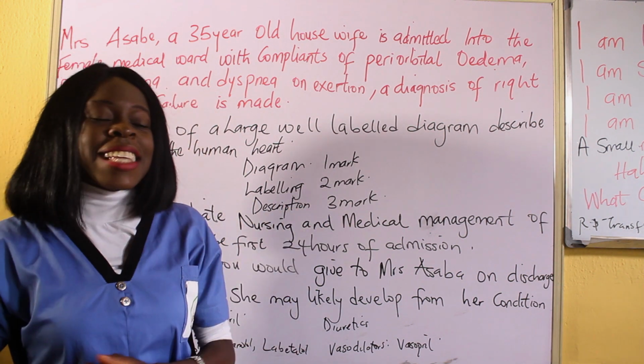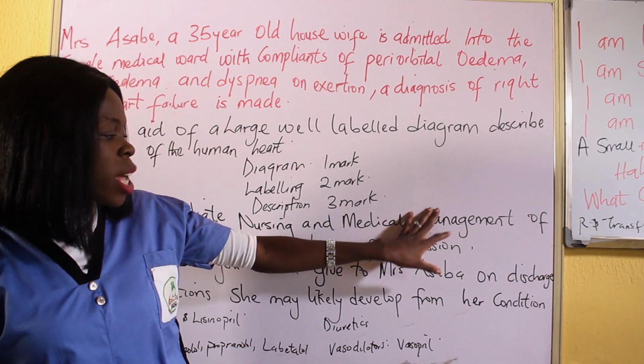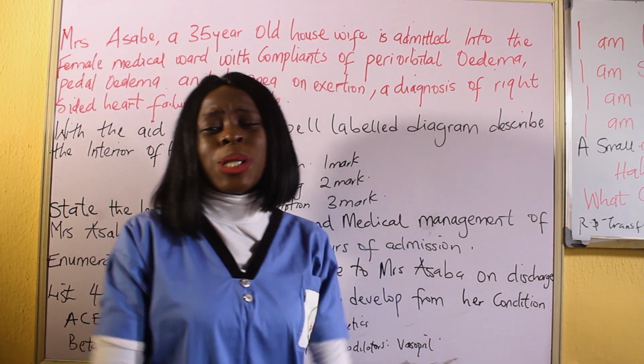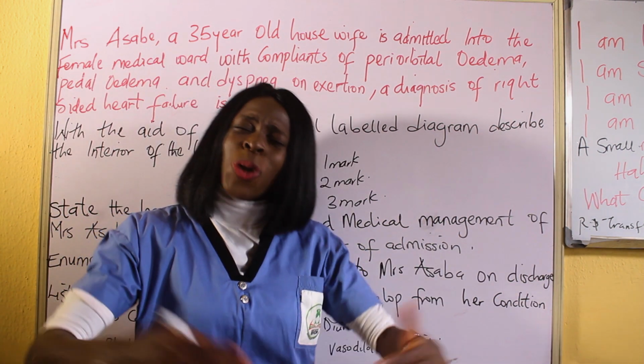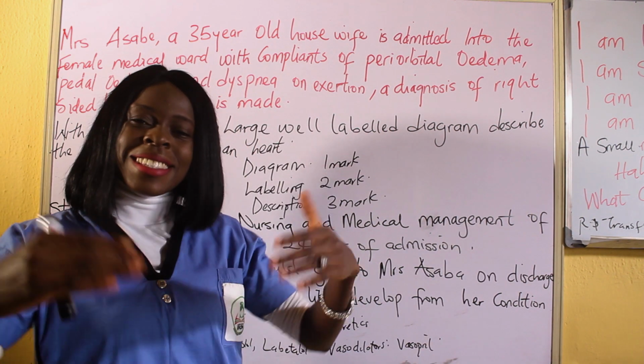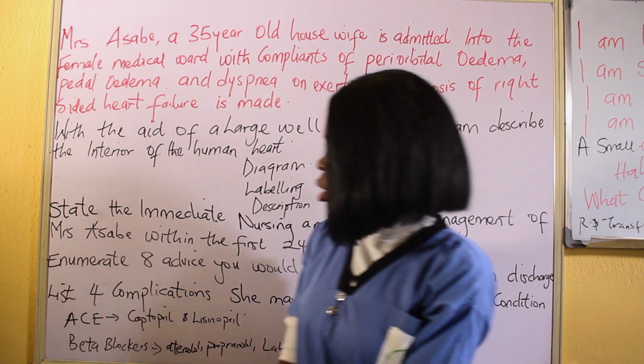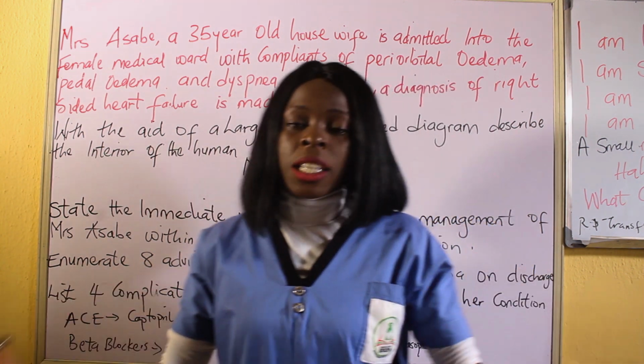Then description, like I earlier said, is 3 marks. Then in terms of this nursing and medical management, it's usually 9 marks, 3 marks each. You've gotten it. I've told you, nursing council is easy. Then we'll talk about complications. They said we should enumerate 4 complications. You can give 8.